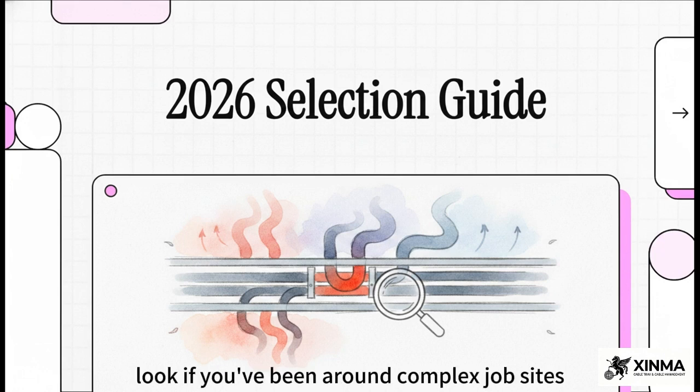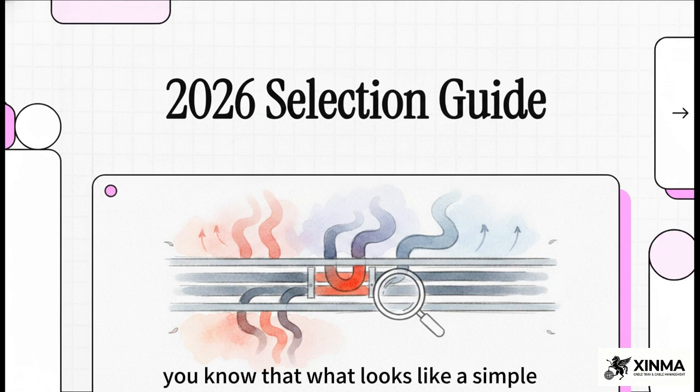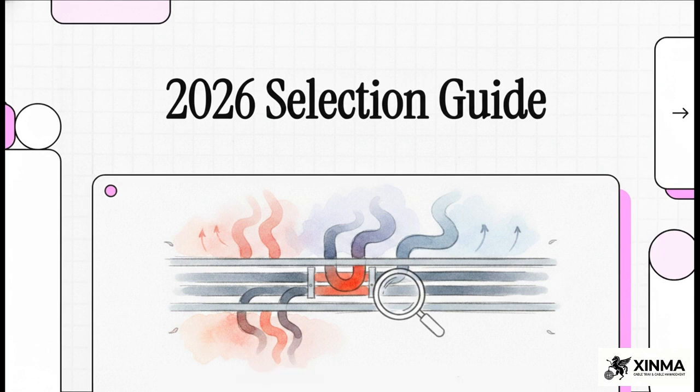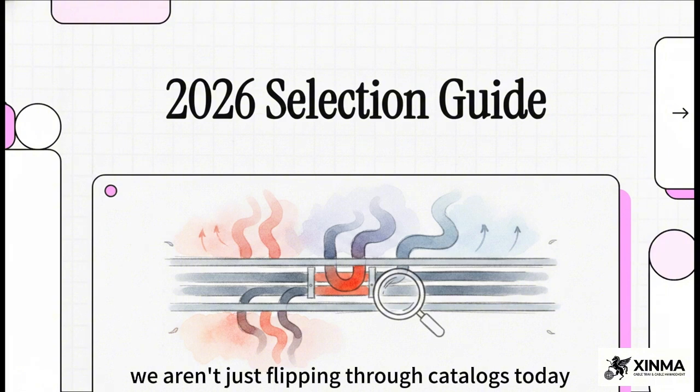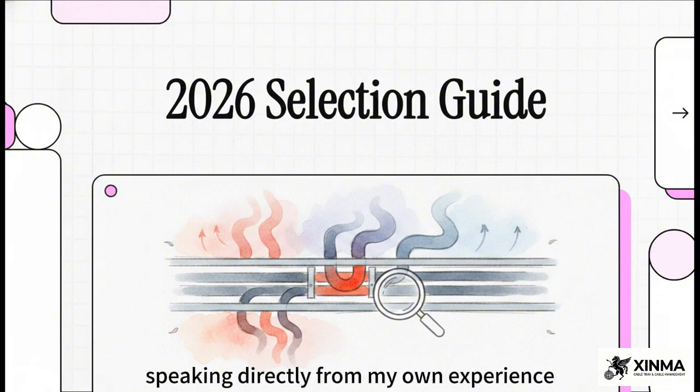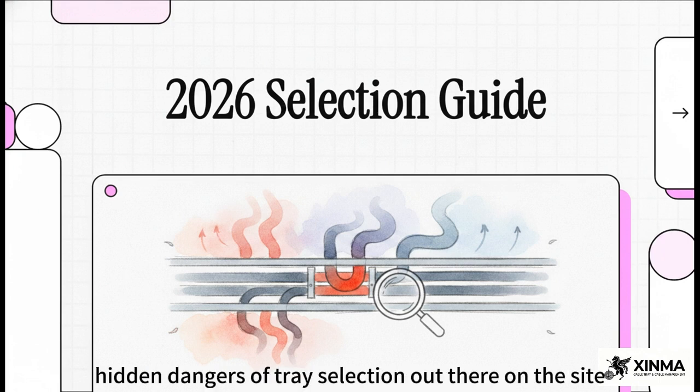Look, if you've been around complex job sites as long as I have, you know that what looks like a simple, everyday hardware choice, like picking a cable tray, can actually be a ticking time bomb for your entire electrical system. We aren't just flipping through catalogs today. Speaking directly from my own experience as a senior supervisor, we're going to expose the critical, hidden dangers of tray selection out there on the site.